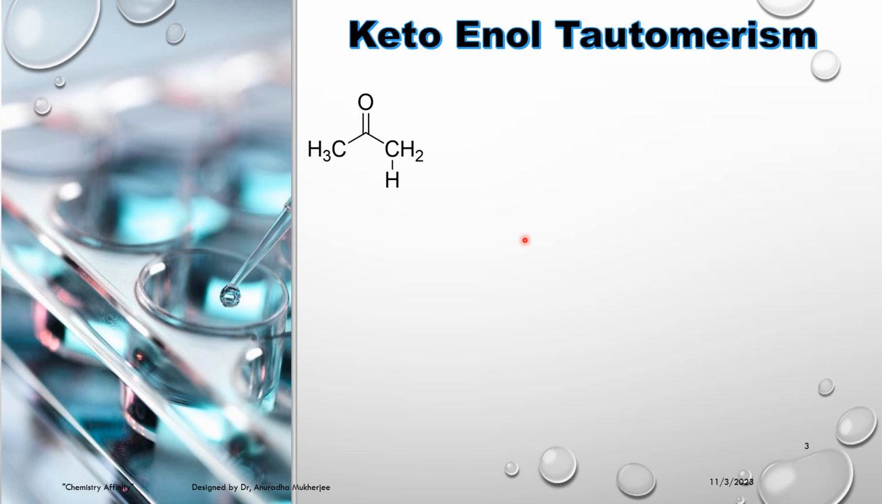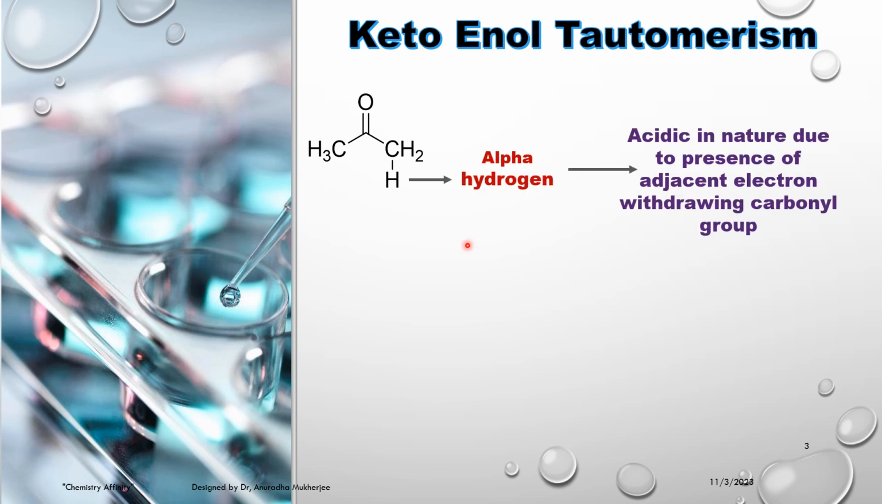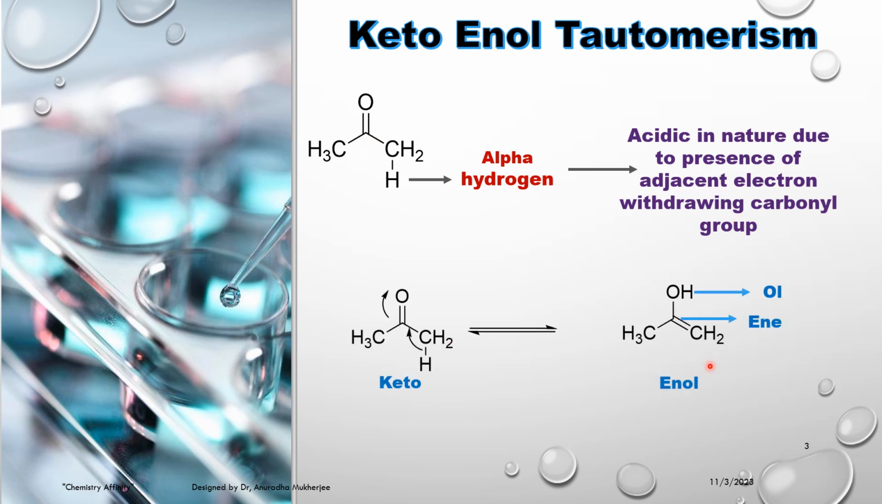When a carbonyl compound contains alpha hydrogen, it undergoes keto-enol tautomerism spontaneously. Alpha hydrogen is acidic in nature due to presence of electron withdrawing carbonyl group. This is keto form and this is enol form. In the enol form, there is a C double bond C, which is known as ene, and OH, which is ol. That's why it is called enol.